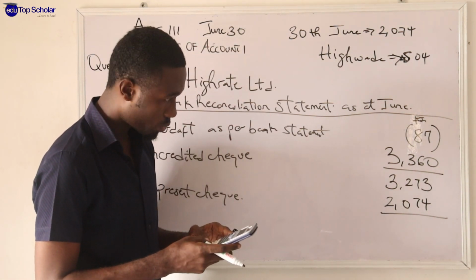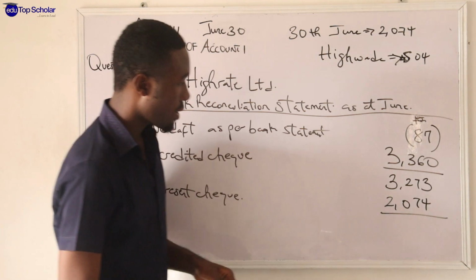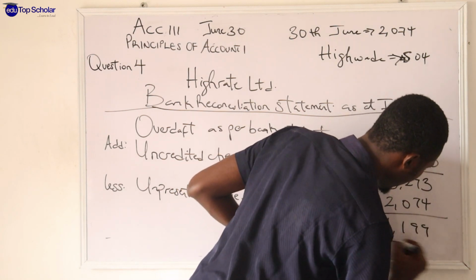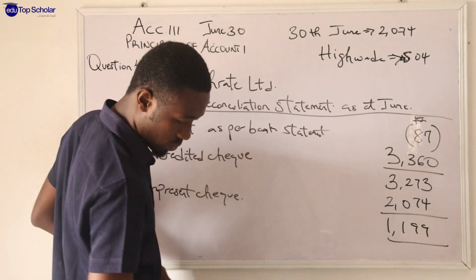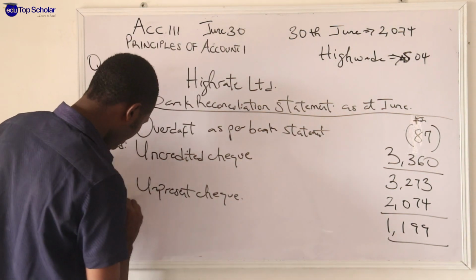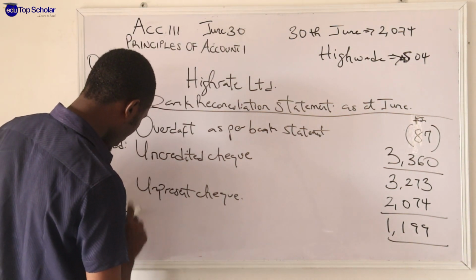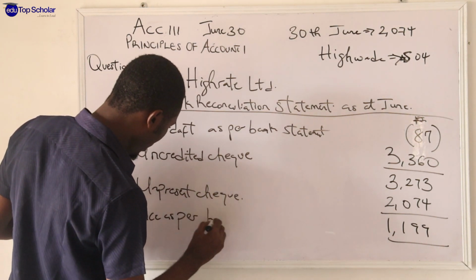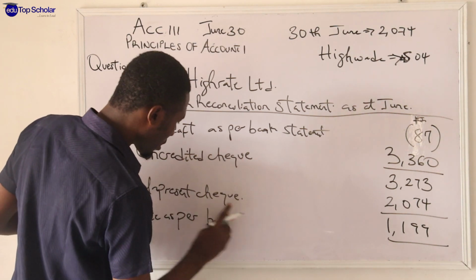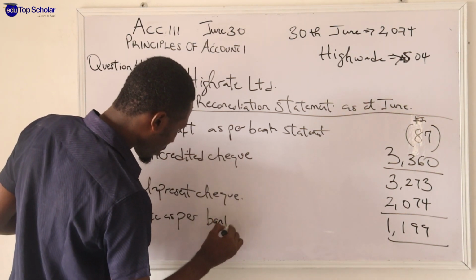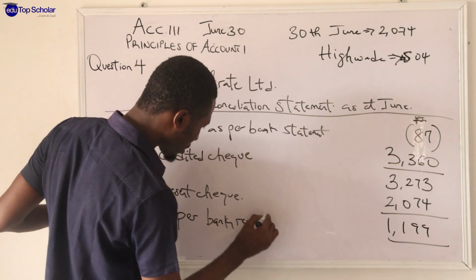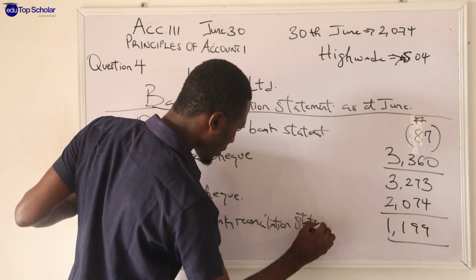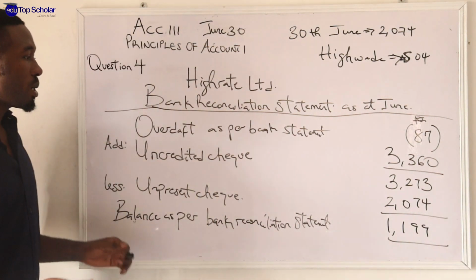3,273 minus 2,074. We have 1,199. 1,199. So this is your balance as per bank reconciliation statement. So this is all about the question.